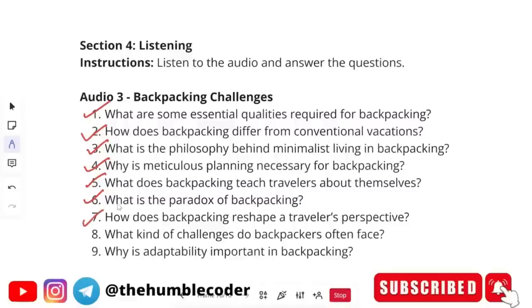Moving on to the next question, how does backpacking reshape a traveler's perspective? The correct answer will be: backpacking reshapes a traveler's perspective by making them more adaptable and appreciative of simplicity. Moving on to the next question, what kind of challenges do backpackers often face? The correct answer will be: backpackers often face challenges like harsh weather, navigation issues and limited resources. Moving on to the last question that we have, why is adaptability important in backpacking? The correct answer will be: adaptability is crucial because conditions and situations can change unexpectedly during the journey.